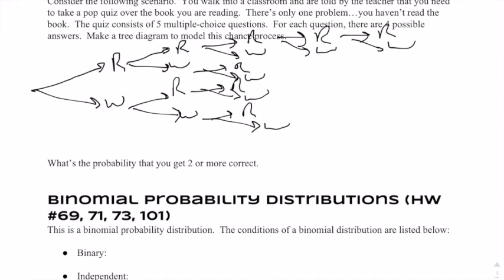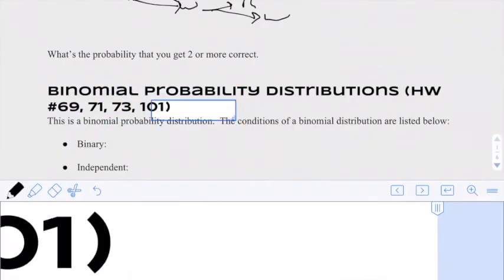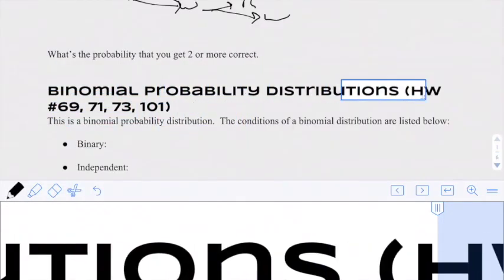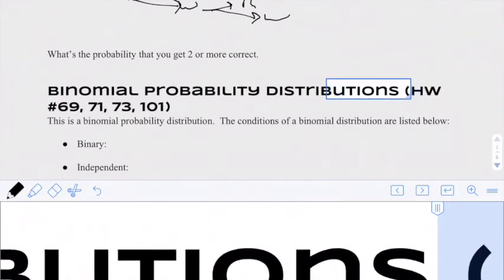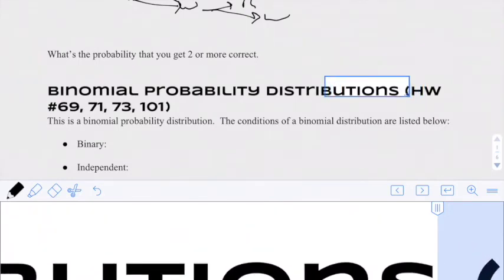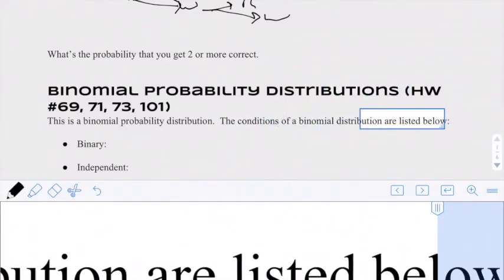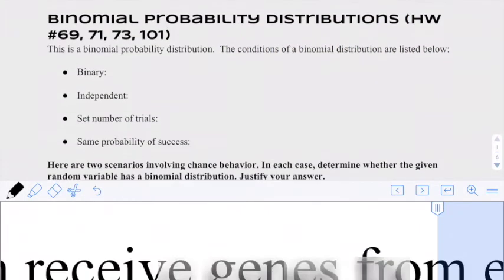What's the probability that you get 2 or more correct? Well, we could keep this going and count all the branches that make this work, 2 or more. I'm not going to do that because that's too much counting. So we have a binomial probability distribution. You see that word distribution? We've only known about normal distributions up until today. So the binomial distribution is satisfied by these 4 characteristics.